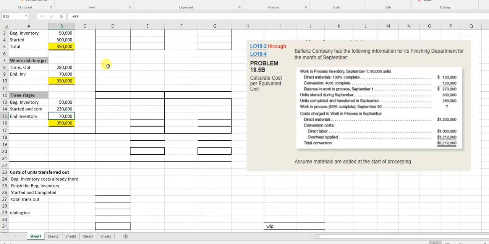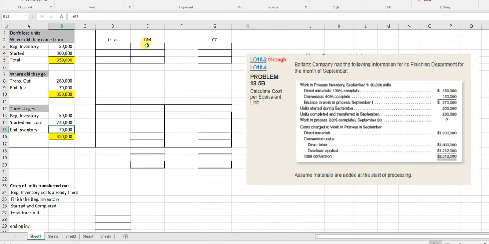I also don't want to lose track of costs, so I'm just going to put some costs here. This is going to be my direct materials column. So I had 150,000 in beginning inventory, so now I'm just putting it across from beginning inventory for no real reason, just looks nicer. And I had 120,000 of conversion costs, so my total there is $270,000 worth of costs.